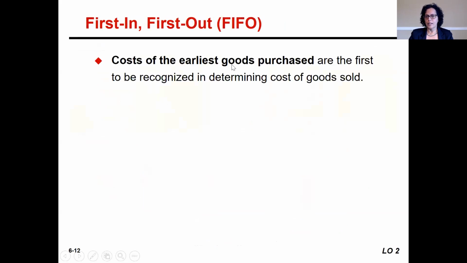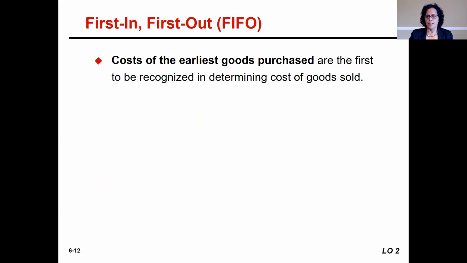The cost of the earliest goods purchased are the first to be recognized in finding out your cost of goods sold. So basically, first in, first out, what it means is whatever came into the business first, whatever I purchased first, that's the one I'm selling first is the assumption. For several inventory items, this makes a lot of sense. In fact, probably for most inventory items. But the best example you can think of is a grocery store.